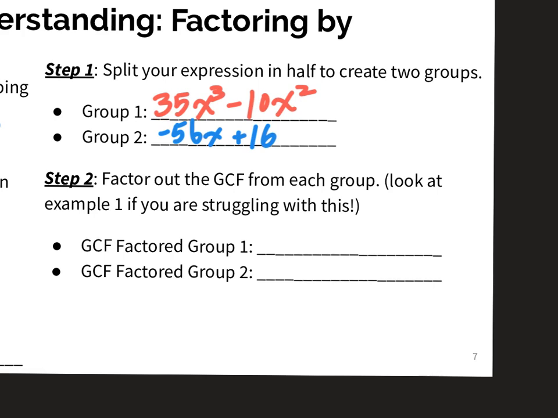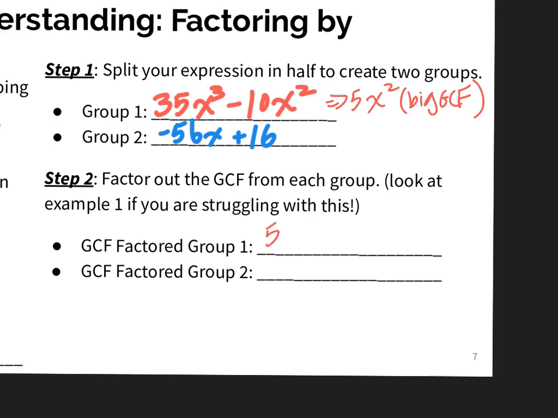So let me actually just write that, right? It's going to be 5, right? And then I have an x cubed and x squared in both of my terms, right? So I have a common letter, right, but different exponents, and I want to just pick the exponent that's smaller, so I'm going to pick x squared. That's going to be my big GCF. Right, so I take that big GCF and I'm going to divide each of my terms in group 1 by that big GCF.